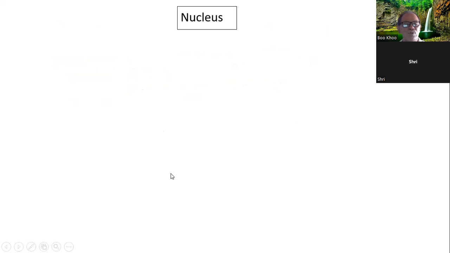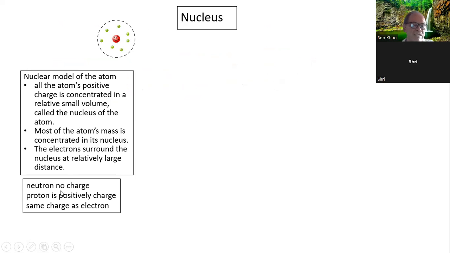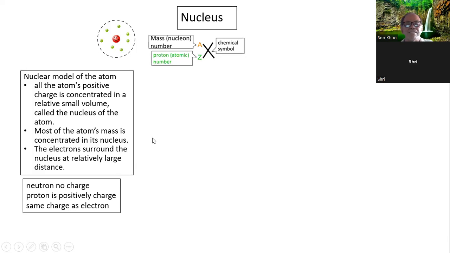Okay, let's go into what are the things you need to know. Positive charge in nucleus, electron far away. Most of the atom's mass is concentrated in the nucleus. Electrons surround the nucleus at a relatively large distance. Neutron has no charge, proton is positively charged, same charge as electron but different mass.